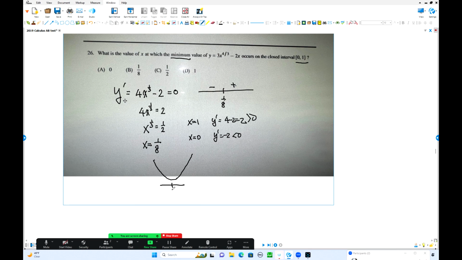At x equals 1/8, except for this point, they're all higher than this one. So this point is what? Absolute minimum. To the right, up. To the left, up. Going down, going up, right? So this is my minimum point. That is the absolute minimum, okay? So where? 1/8. Is it okay?